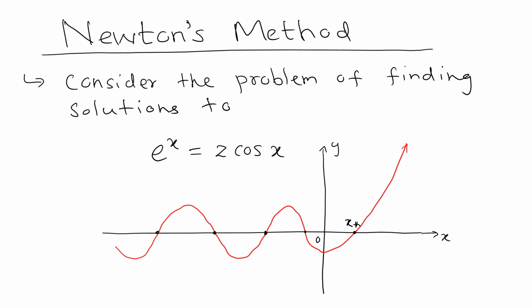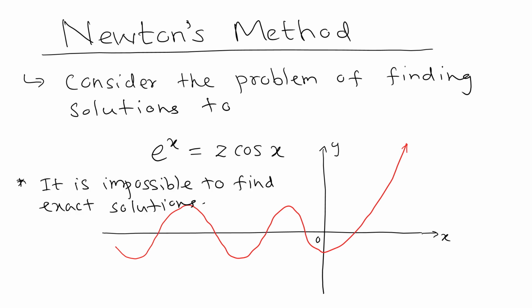Is there a way to find the exact value? You can show that there is no way to find the exact values for this particular problem. For example, if you plug in 0, you can see it doesn't match. If you plug in 1, it doesn't match. So for this particular situation, you cannot solve exactly. It's really impossible to find the exact solution, so instead we're going to find approximate solutions.